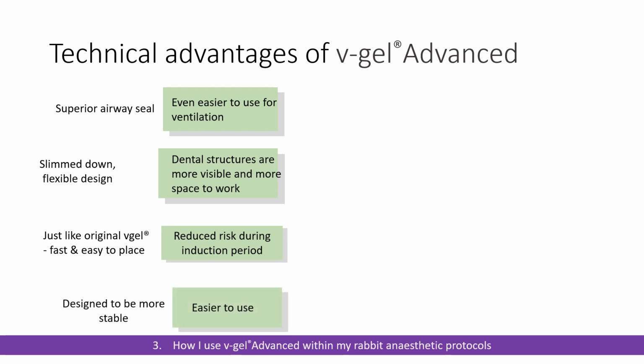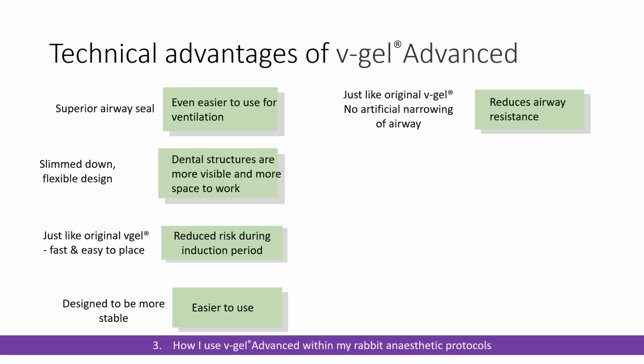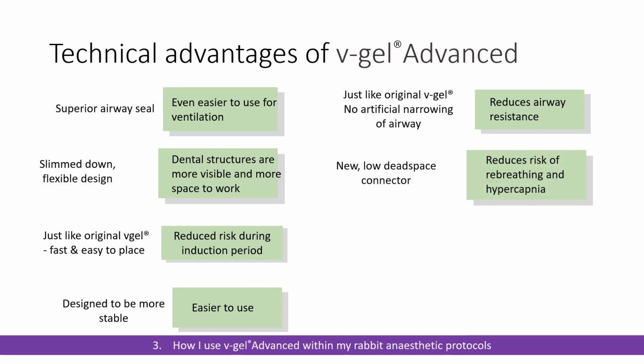You've got that increased stability over the original v-gel, and I certainly find that they're much easier to use in practice. And then no narrowing of the airway, so you're just keeping a natural airway diameter all the way through the airway system. That low dead space connector certainly helps. It's just a small improvement on the original v-gel to make it safer to use.